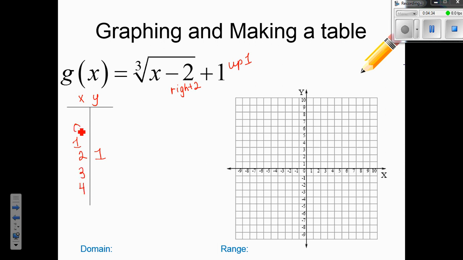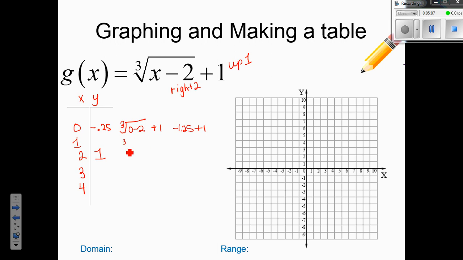Then I'm going to plug all these values into my x and find my answer. So I'm going to go the cube root of 0 minus 2 plus 1. The cube root of 0 minus 2 is -2. The cube root of -2, remember, is negative 1.25. Add the 1 to the end, and I'm going to get negative 0.25.